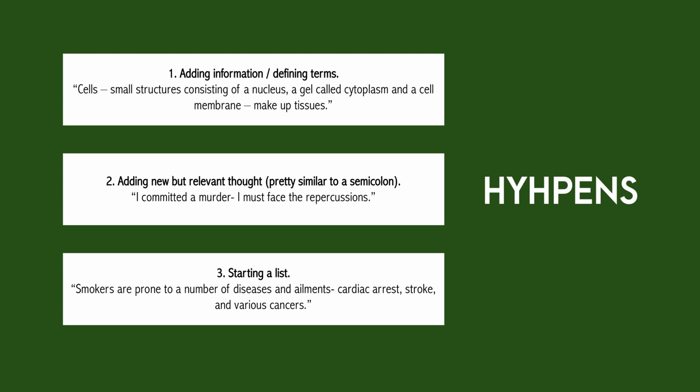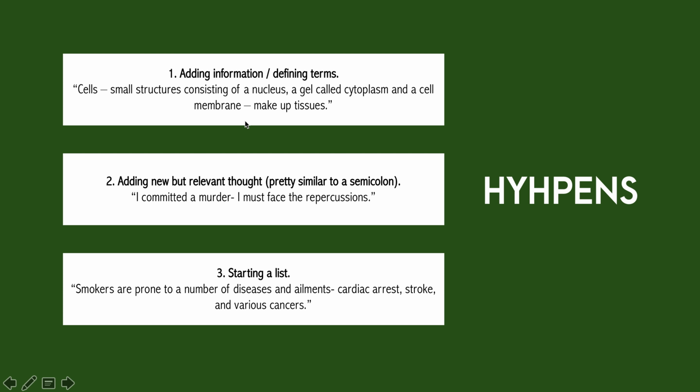Anyway, hyphens are used for adding information in defining terms, just like how we would with the comma. So we could have said cells, comma, small structures consisting of a nucleus, a gel called cytoplasm, and a cell membrane, make up tissues. But here it does get confusing because once again the additional information contains commas itself, and that can make it seem very choppy. So we can use hyphens as a better way to actually divide the sentence clearly. They are substitutes for brackets to show that we're adding extra information here about cells very clearly. We're using them like we would use parentheses.